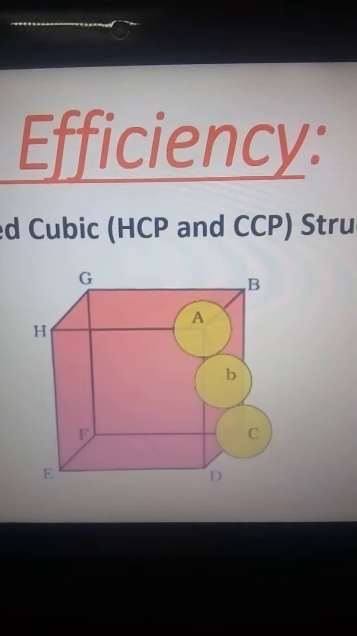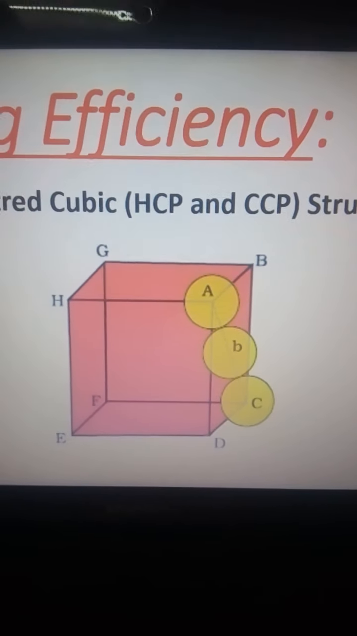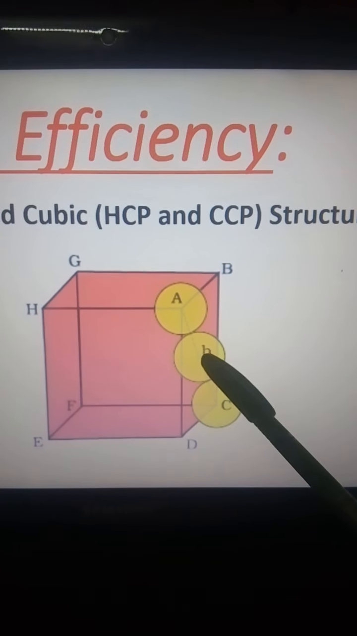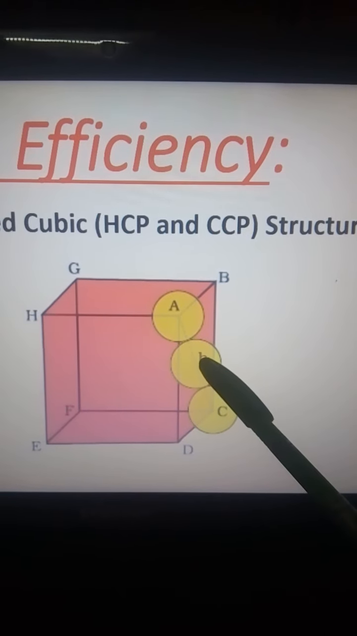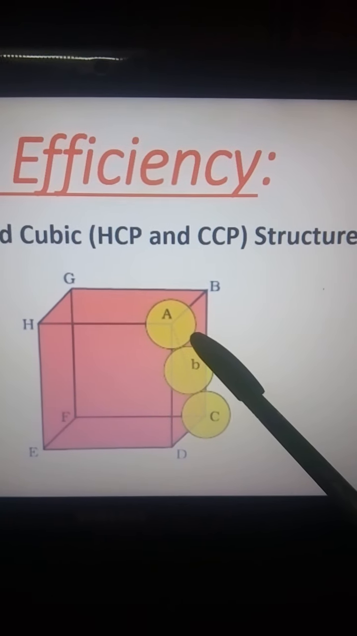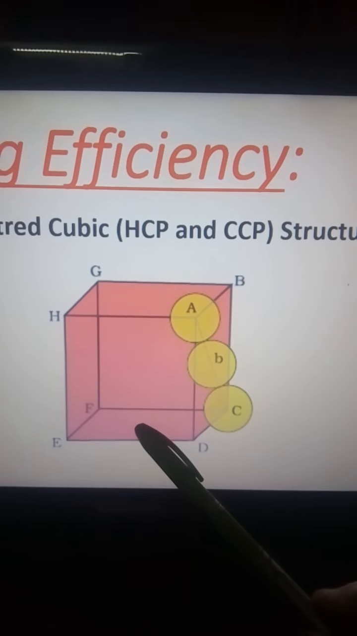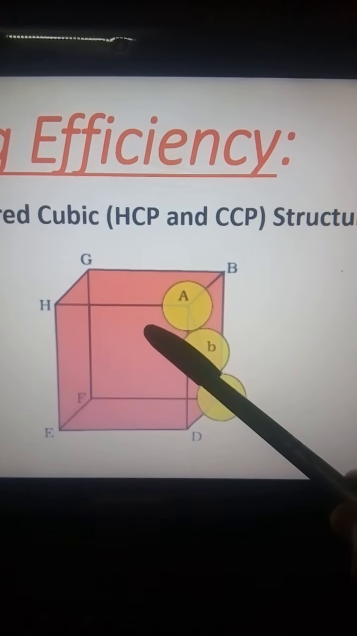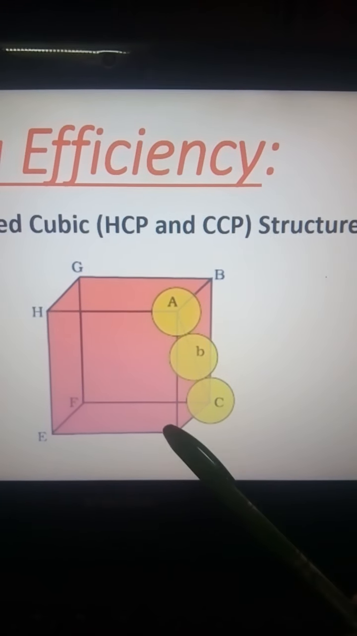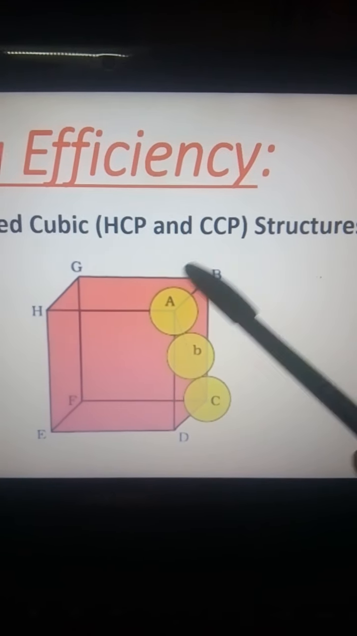So here this is the face centered unit cell. Besides the corners, the particles are present at the center of the face also. In a cubic unit cell we have 6 faces. This is 1, 2, 3, 4 in the front side, 5 in the back side, 6. So 6 faces are there, and out of that we are considering only one face, denoted by A, B, C, D for our calculation purpose.